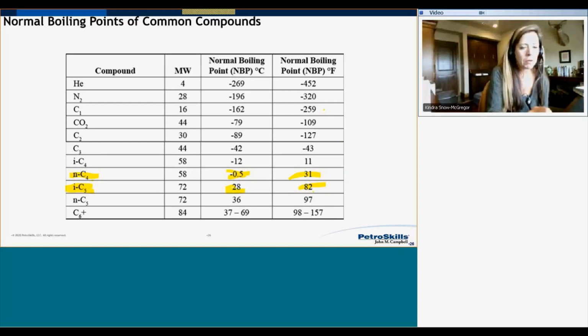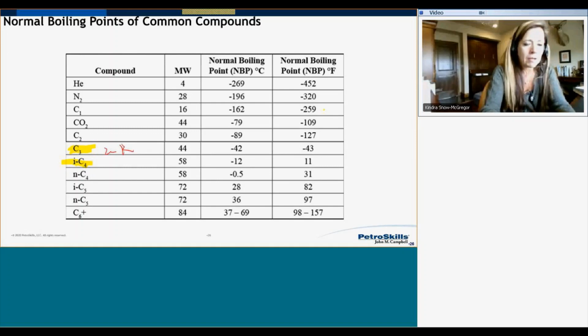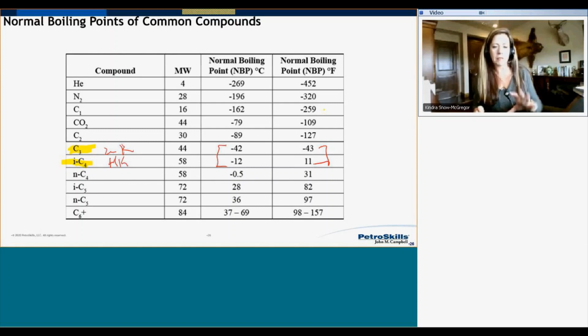Once I go into, say, a depropanizer, let's take a look at what my light key and my heavy key would be. If I have a depropanizer, I want to separate my propanes from my butanes. So this is my light key, and this is my heavy key. I look at the differences in these two boiling points and say, yeah, that's a pretty easy separation.